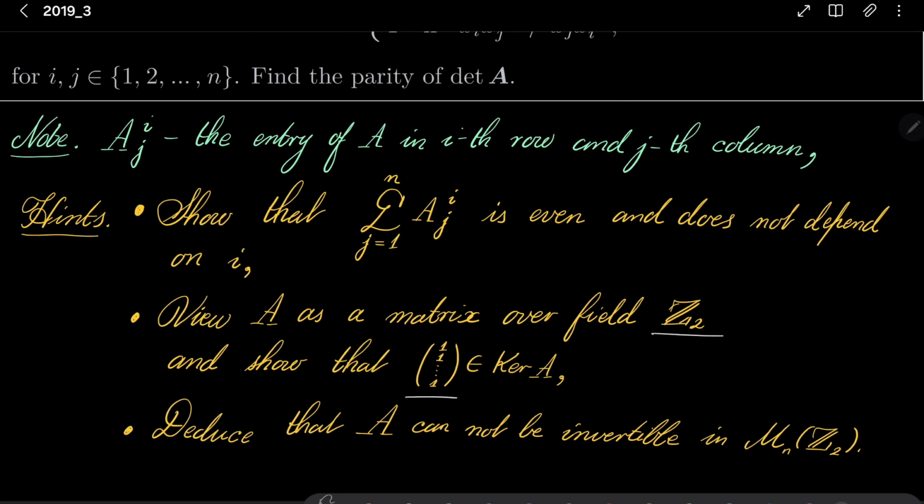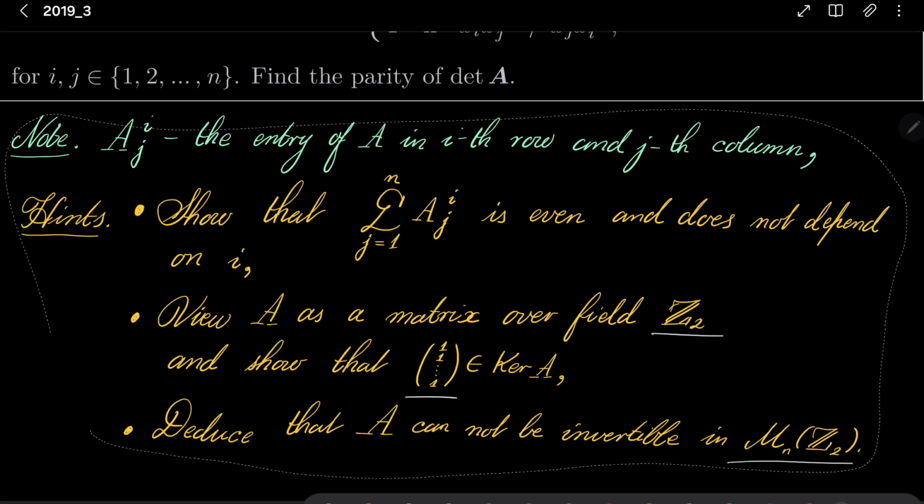And since our matrix has some non-zero vector which goes to 0, it cannot be invertible in this set of matrices over field Z2. And this should be enough. So give this problem a try, and I will see you in just a minute.